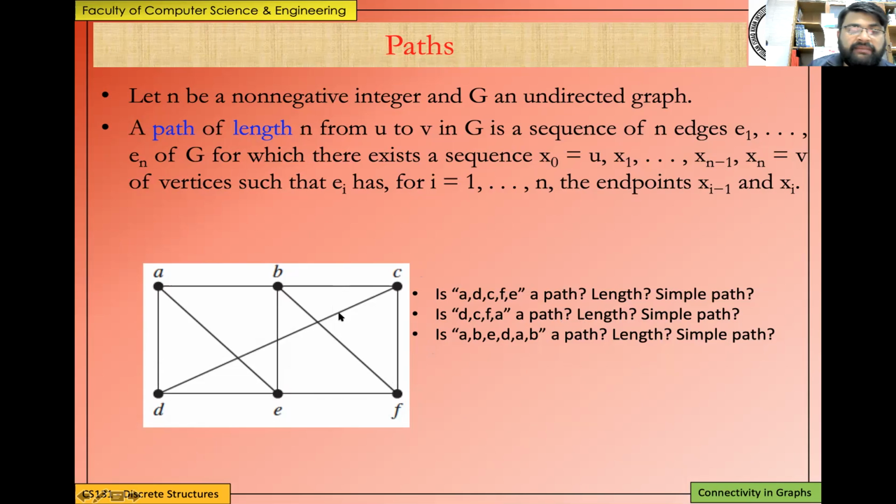Is ABEDAB a path? Well, ABEDAB is a path. Yes. The length of it is 1, 2, 3, 4, 5 and 6, right? Sorry, 5. 1, 2, 3, 4 and 5. 5 is the length. Is it a simple path? Does it use any edge twice? Well, in this case, we notice that AB is a link that is used twice. So this is not a simple path by the definition of a simple path.